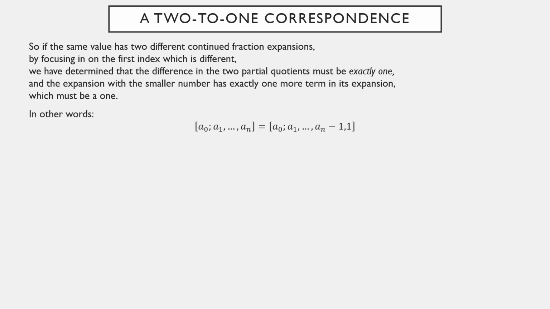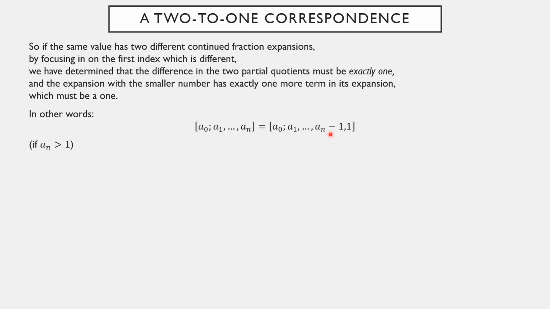In other words, the only way two continued fraction expansions can be different but produce the same number is to have all the same initial terms. Where there's finally a difference, they differ by exactly 1. Whichever one is larger stops. Whichever one is smaller has exactly one more term, which is 1.